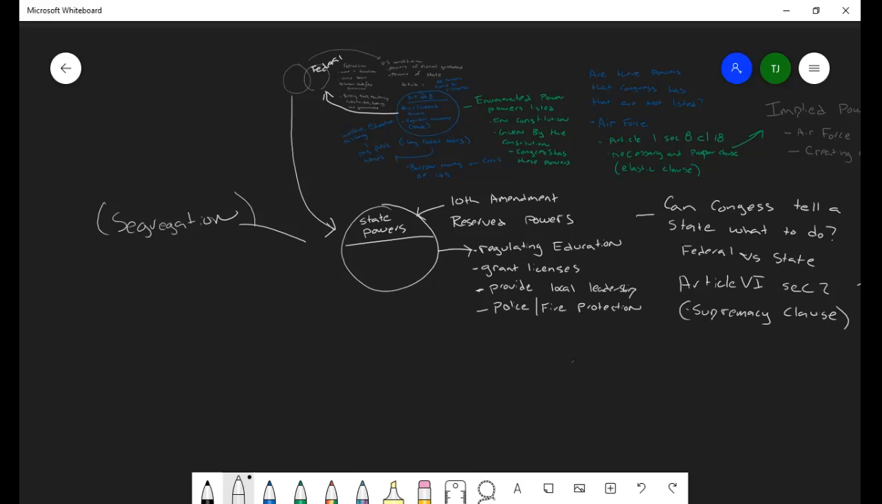Okay, and one of the biggest cases of your guys' lifetime was the case of Obergefell v. Hodges. Okay, Obergefell v. Hodges really utilized the idea of the Supremacy Clause, specifically the 14th Amendment. So let's go to the 14th Amendment real quick.